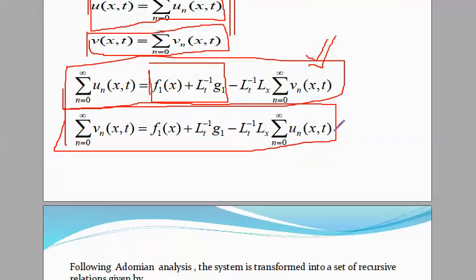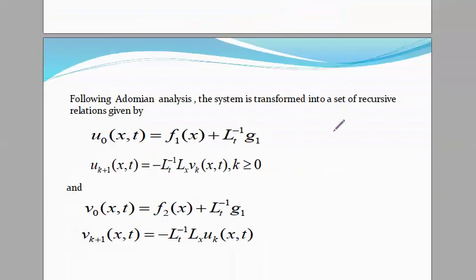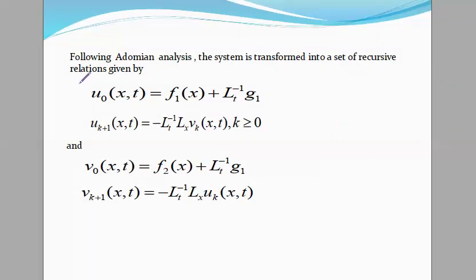If you look at the next slide, the zeroth order solution of the first partial differential equation is this one. u naught of x,t is equal to the function f1 plus the invertible operator with respect to t on the source term.